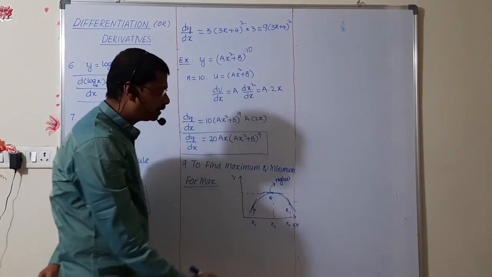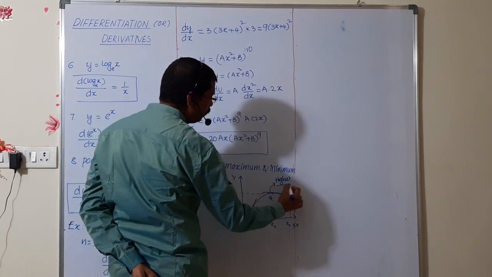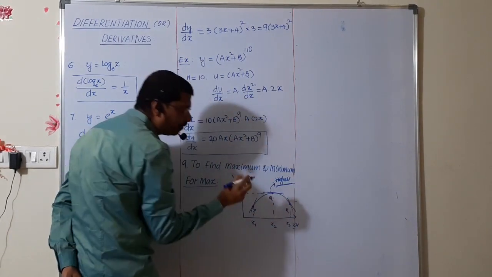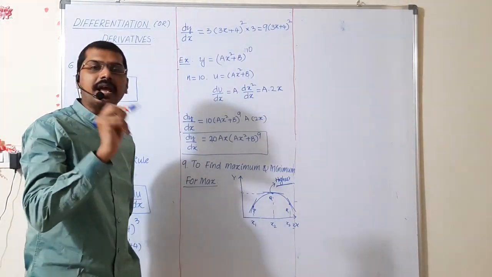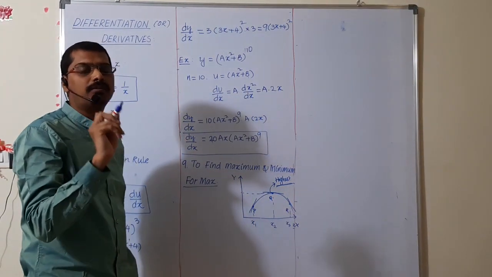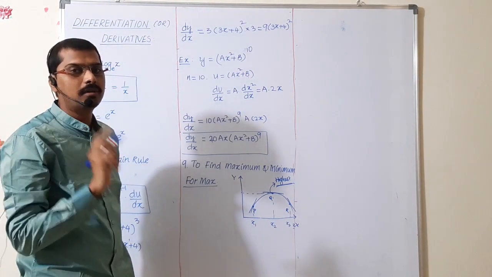It is the highest point. How can we represent the highest point? At the point where we draw the tangent parallel to the x-axis, that point will be the maximum value.